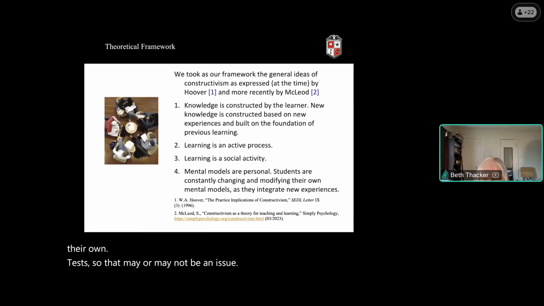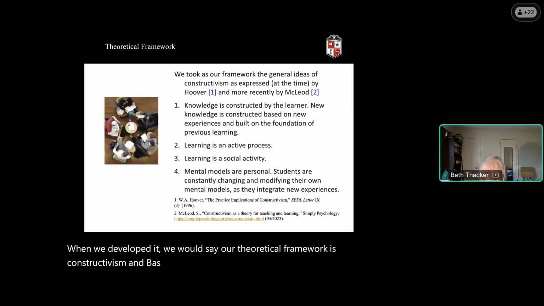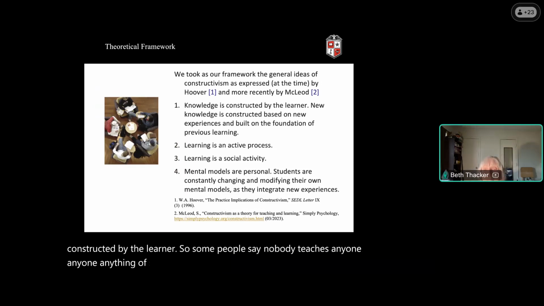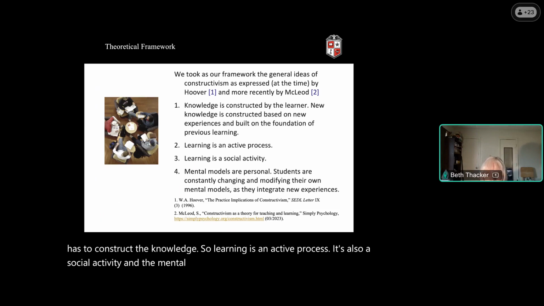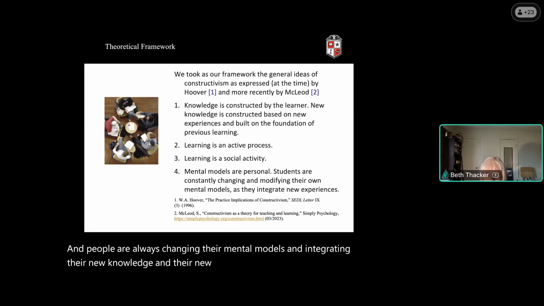When we developed it, we would say our theoretical framework is constructivism. And basically, I would describe it as knowledge is constructed by the learner. So some people say nobody teaches anyone anything of significance. The teacher is the guide, and the student has to construct the knowledge. So learning is an active process. It's also a social activity. And the mental models that you develop are personal. And people are always changing their mental models and integrating their new knowledge and their new experiences.